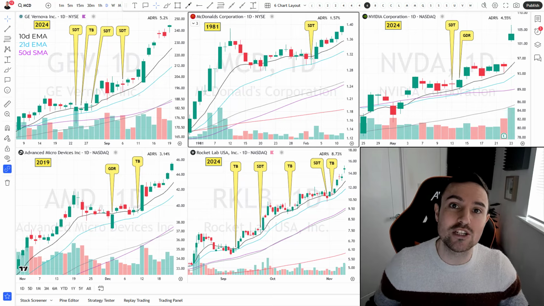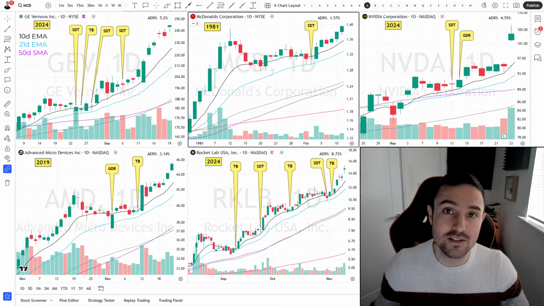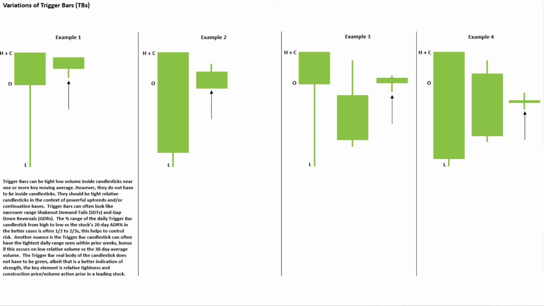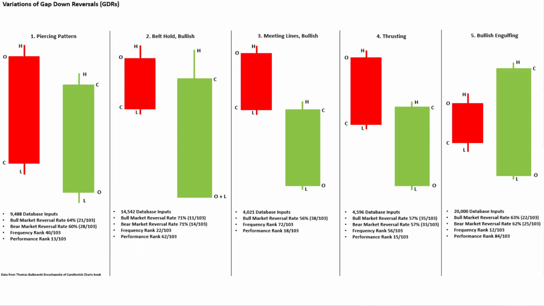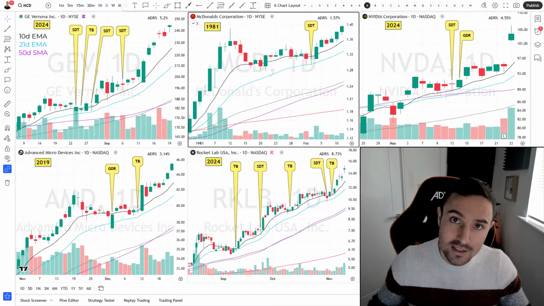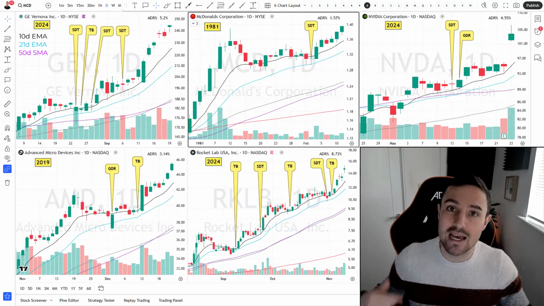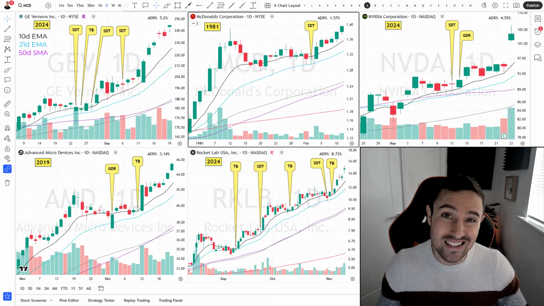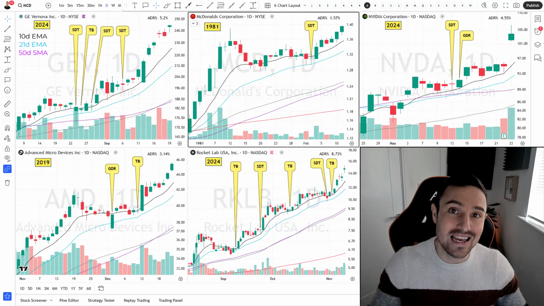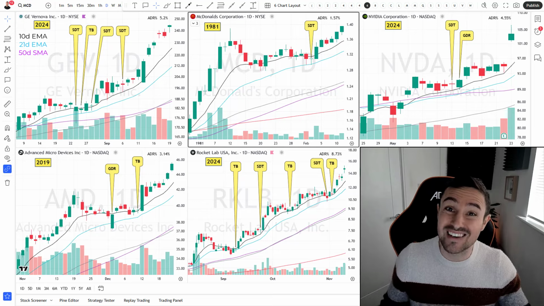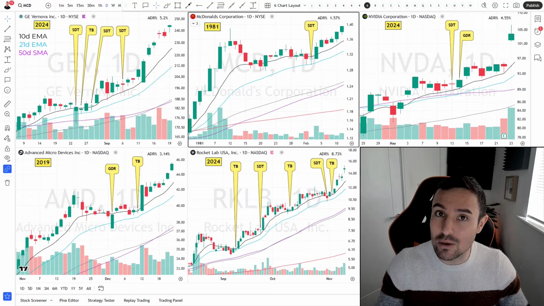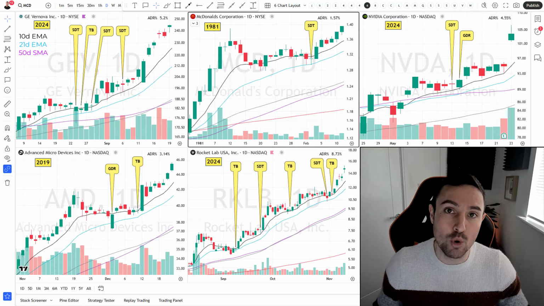When I'm looking for swing trading setups, there are three variations of Japanese candlesticks that I'm looking for. I refer to these as trigger bars, shakeout demand tails, and gap down reversals. That's what I'm going to be teaching you in this video: how to visually recognize these trigger bars, shakeout demand tails, and gap down reversal bars, and where to look for them in relation to key daily moving averages. The three most common daily moving averages that I'm going to be looking for these Japanese candlesticks to form around are the 10-day EMA, the 21-day EMA, and the 50-day simple moving average.